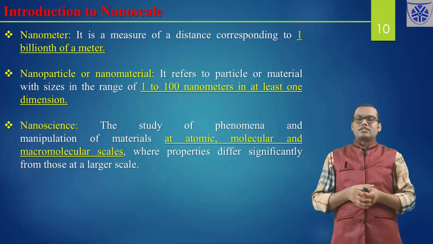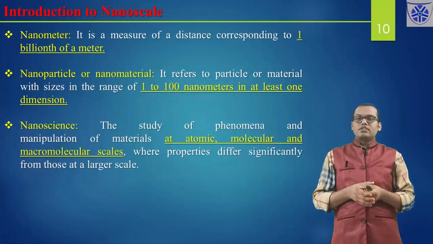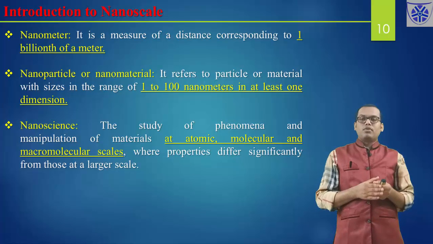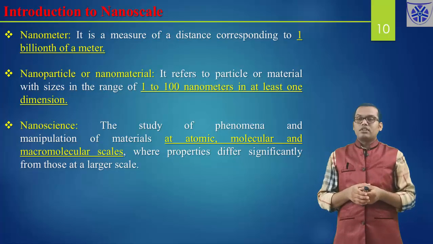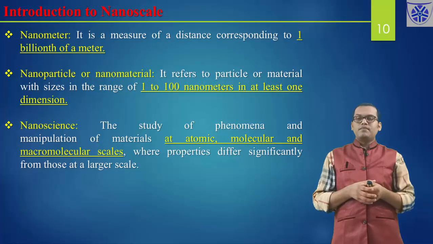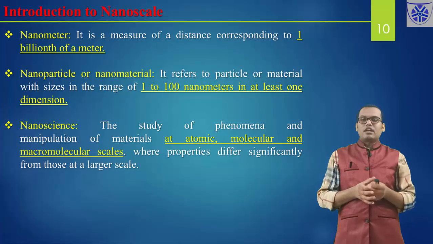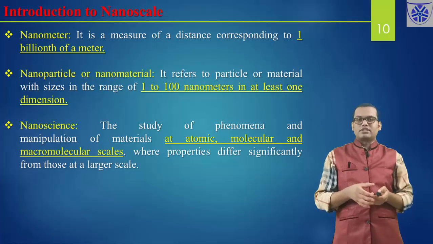What is nanoscience? Nanoscience is the study of phenomena and manipulation of materials at atomic, molecular and macromolecular scales, where properties differ significantly from those at a larger scale. That means it is one branch of science where you are studying nanomaterials at the atomic and molecular level, and how their properties vary from bulk materials, that is, the larger scale.